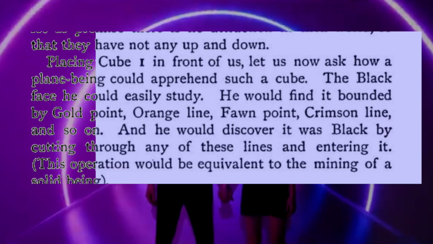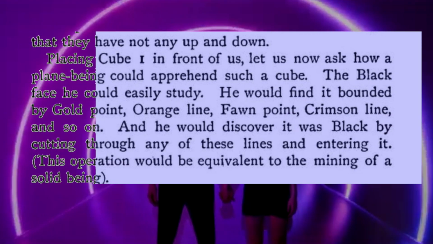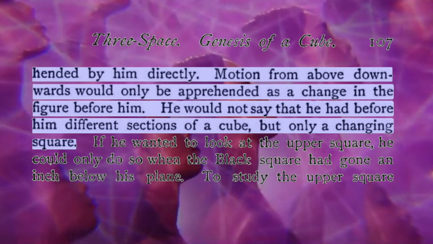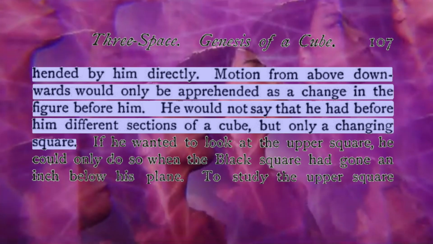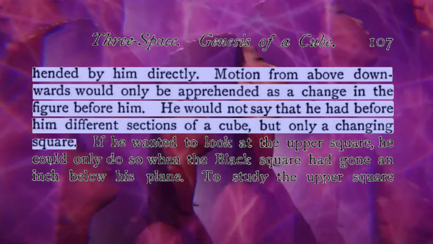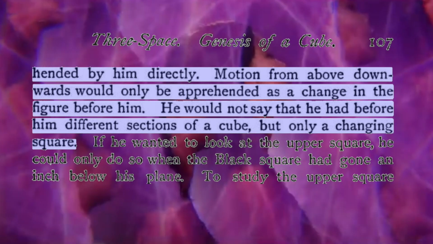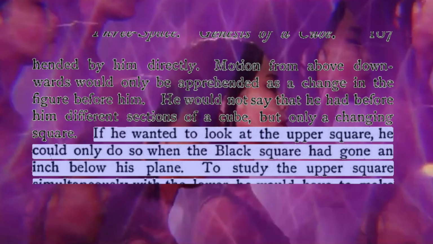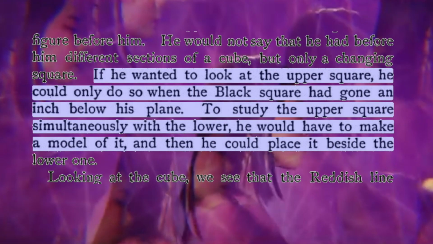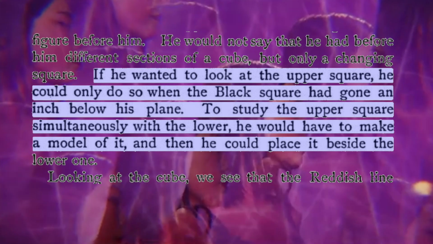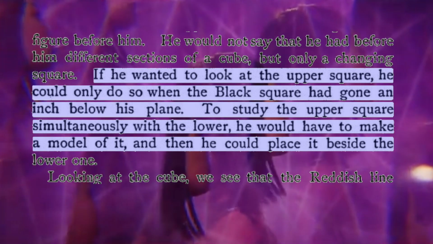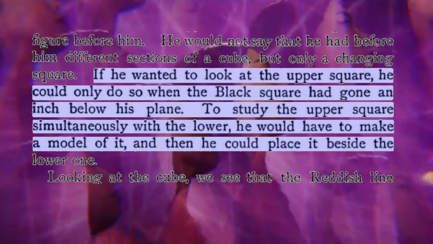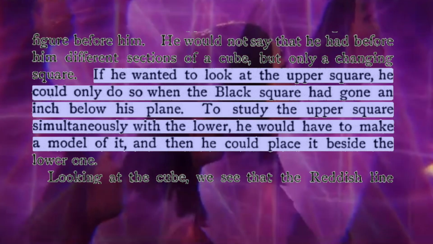Our upward direction would not be apprehended by him directly. Motion from above downwards would only be apprehended as a change in the figure before him. He would not say that he had before him different sections of a cube, but only a changing square. If he wanted to look at the upper square, he could only do so when the black square had gone an inch below his plane. To study the upper square simultaneously with the lower, he would have to make a model of it, and then he could place it beside the lower one.